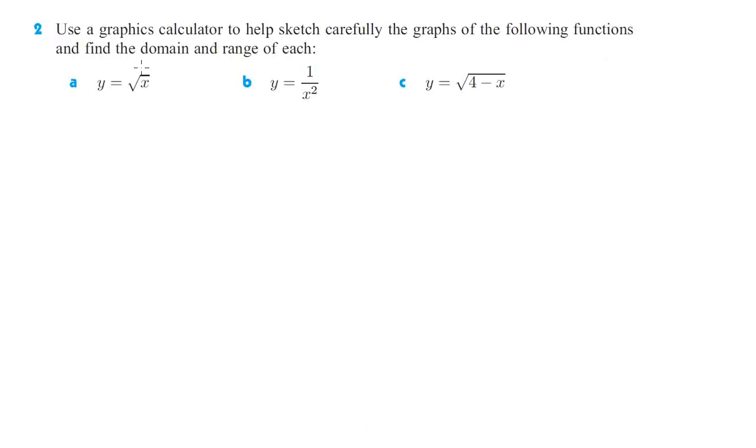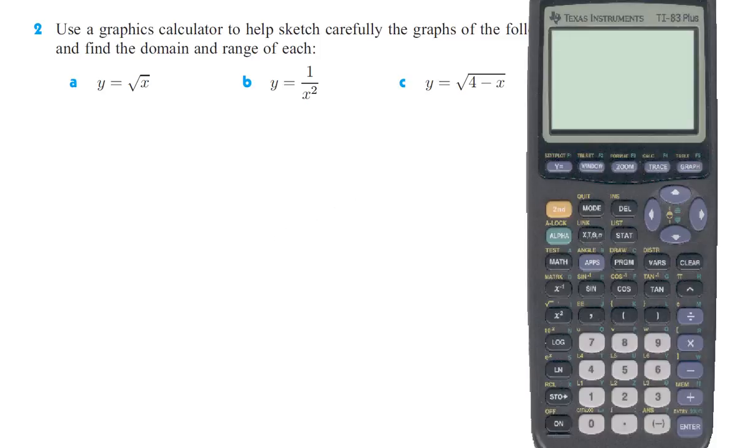So number 2, use a graphics calculator to help carefully sketch the graphs of the following functions and find the domain and range of each. So what we're going to do is pull up our graphing calculator, and if you don't have a graphing calculator, you can go to desmos.com, and that should work out just fine too. What you want to do is turn it on, and then we're going to do Y equals. If you have anything in there, just clear it out.